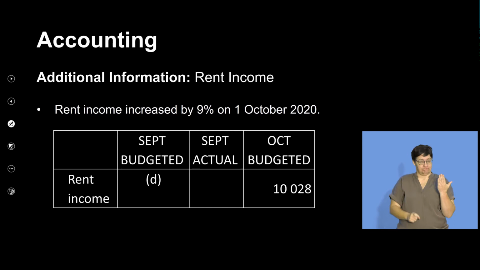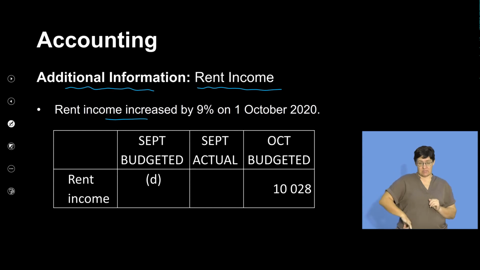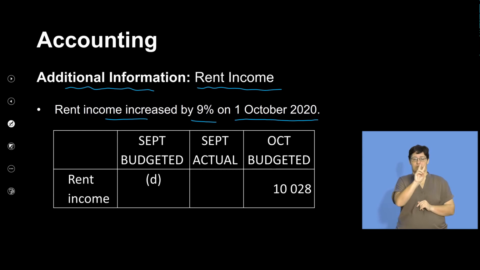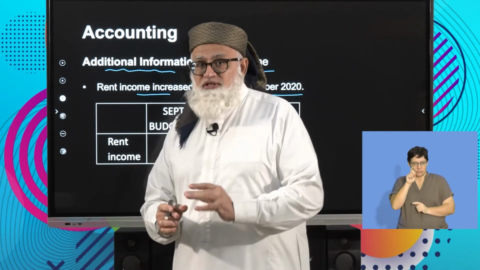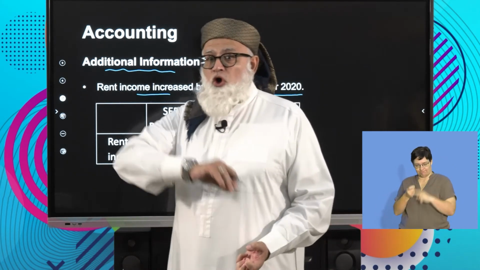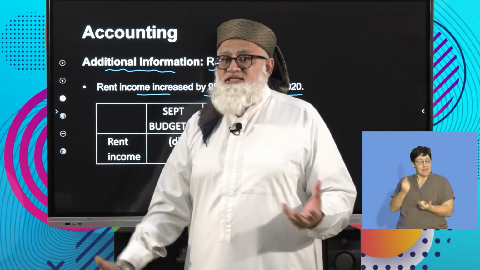Right, in the additional information, we are told that your rent income increased by 9% on the 1st of October 2020. Okay, now look at the variation in the question. You are given the rental for October already. You are expected to calculate the September rental figure. Notice, in previous questions, you were given the September information, you had to calculate October information. Now, it is totally different.